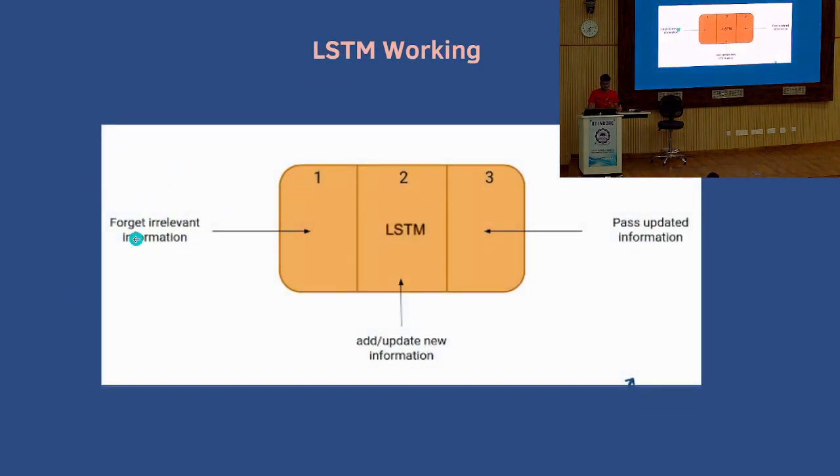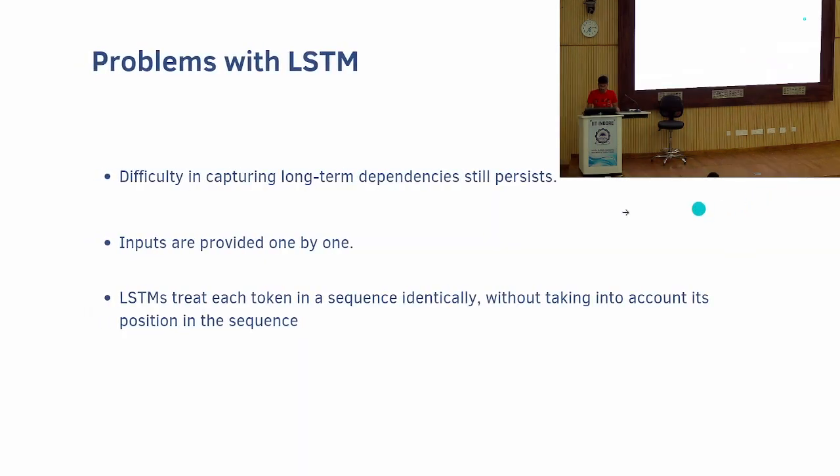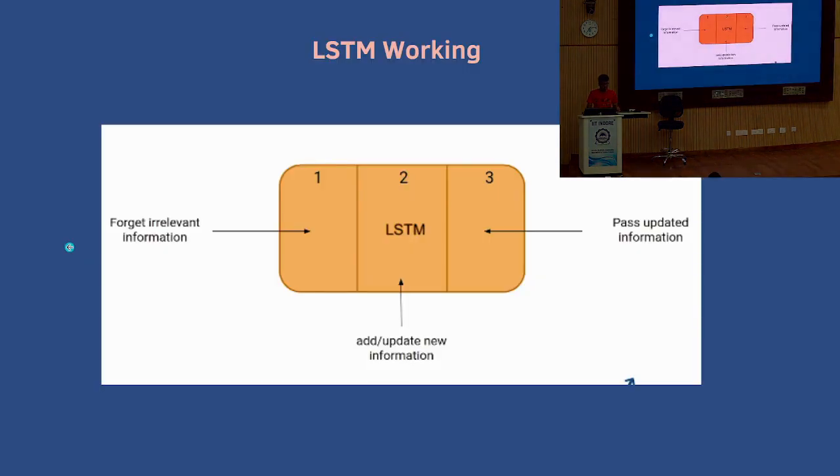Again, you can see in this diagram: first it forgets the irrelevant information, then it adds and updates new information, and then it passes the updated information on to the next cell. LSTM also works like RNN. You pass the words one by one, so it takes sequential input. The first word goes into the LSTM block, and after it is processed, its output goes to the next LSTM block, which also takes the new word. One by one, the whole sentence will be encoded. Does anyone have any doubt about LSTM?